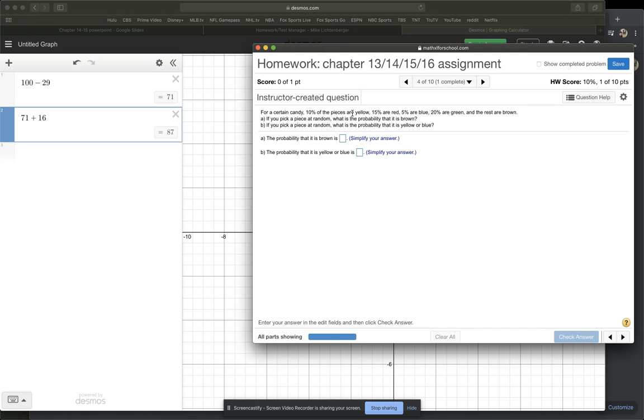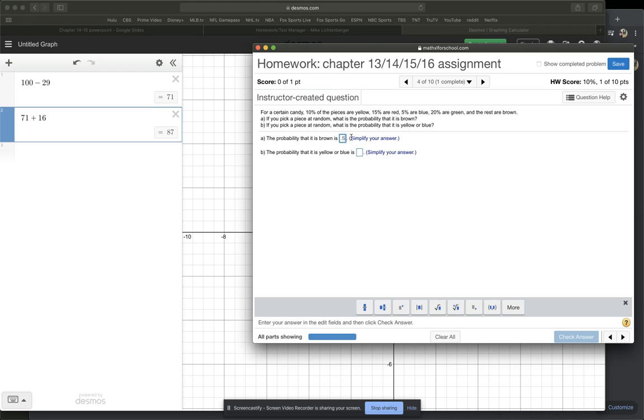We have 10. 10 plus 15 is 25, plus 5 is 30, plus 20% is 50. Okay, let me double check that I added that up right. 10, 25, 30. Yep. So we have 50% total, and we know that the rest are brown. So that means there's 50% left over, or 0.5 for brown.